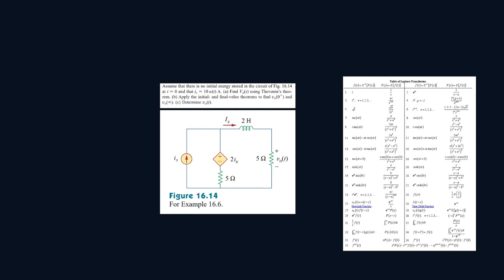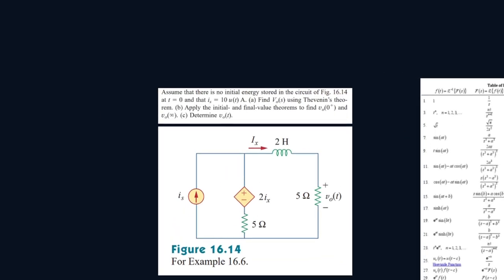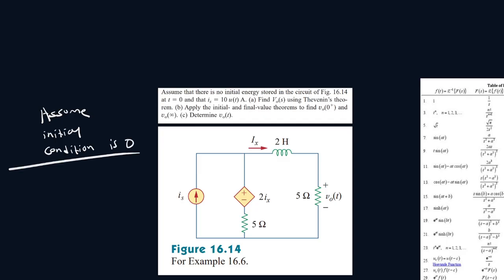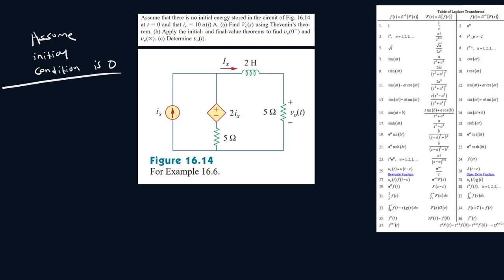Okay, so for the following circuit, we have to find VO of S using Thevenin's theorem, and then find the value of VO when t is equal to 0 and when t is infinity, and then find the formula for VO of t. So we're told to assume the initial condition is 0. Okay, so that's the first thing we're going to get jotted out.